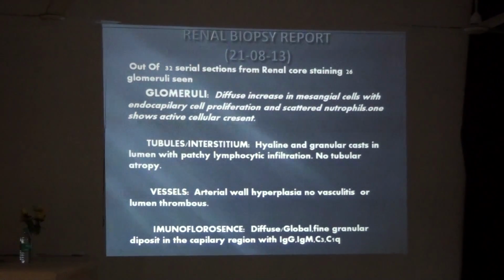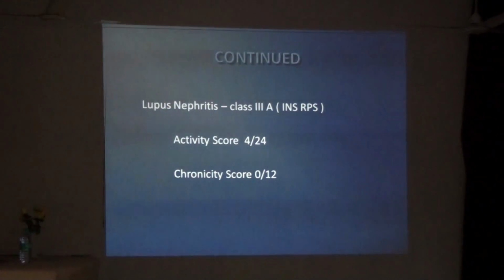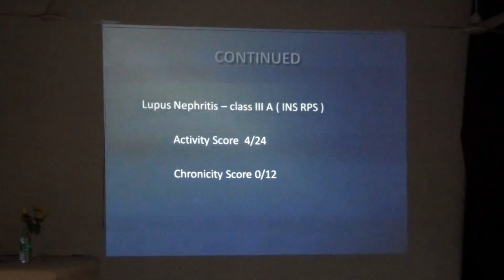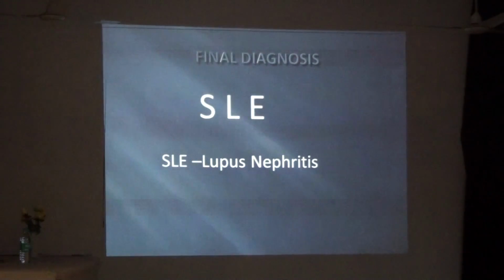On immunofluorescence study, diffuse global fine granular deposits in the capillary region with IgG, IgM, C3, C1q. Then the final report: it is lupus nephritis class 3 active. This was my final diagnosis.